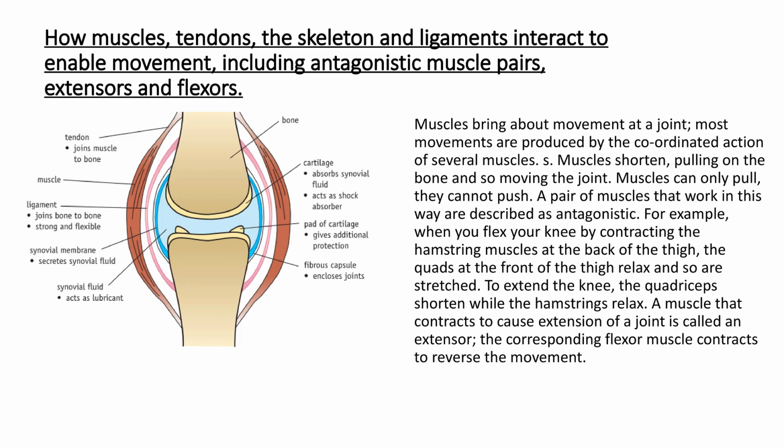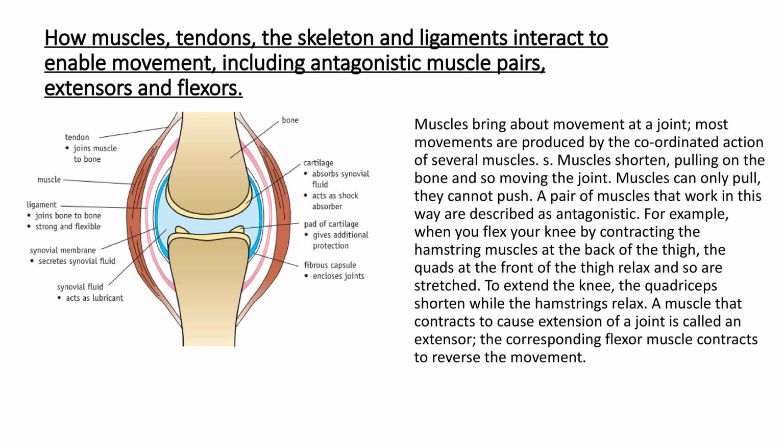Firstly, let's look at how muscles, tendons, the skeleton and ligaments interact to enable movement, including antagonistic muscle pairs, extensors and flexors. Let's look at the figure shown in the slide here. This red line is the tendon which joins muscles to bones, and this is a bone. And this yellow line that we see here, a small, narrow line, is called the cartilage. This absorbs the synovial fluid and acts as a shock absorber.